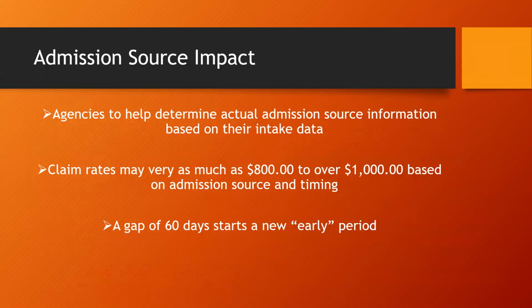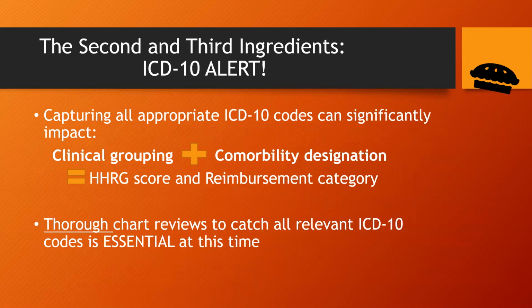And a gap of 60 days is going to restart that calendar. They're going to get a new early period if they've been out of the system for 60 days. But be aware that claim rates varying as much as $800 to over $1,000 means it's really important for us to make sure we've got good information communicated with the agencies. If we hear something different from what the agency thinks is going on, we need to make sure that we alert the agency so they can make the appropriate adjustments.